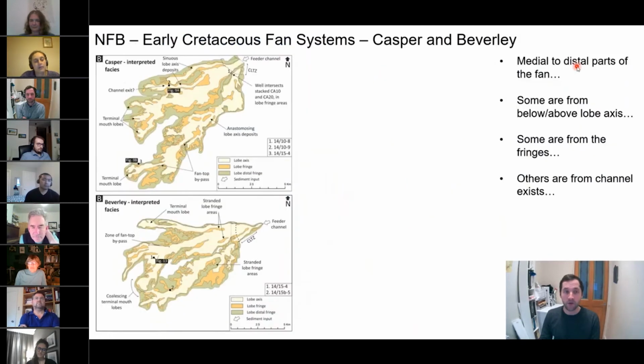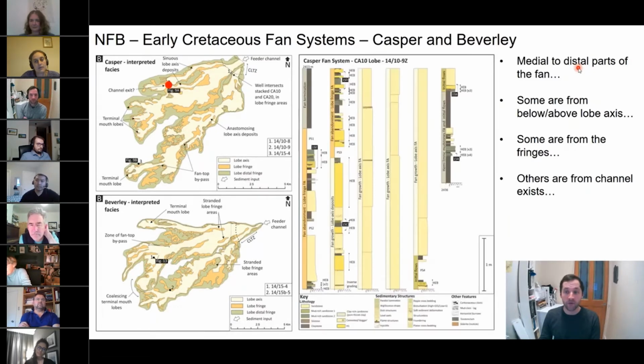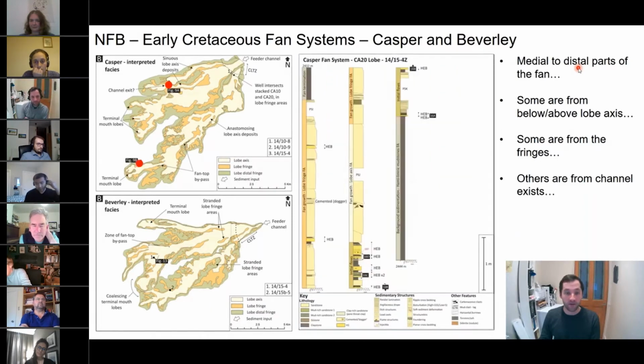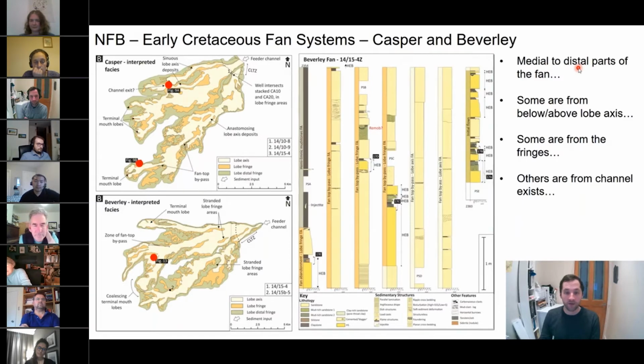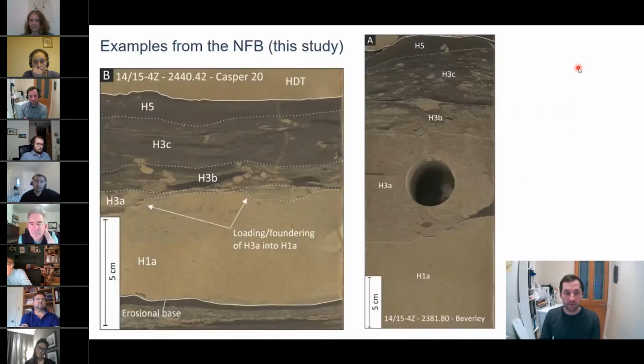All of my examples are from the early Cretaceous fan systems of Casper and Beverley. The examples are from the medial to distal parts of the fan. Some are from below or above the lobe axis deposits. Some are from the fringes. And others are from channel exits. But enough about that for today, that's another story. We're going to dive straight in and look at some core.